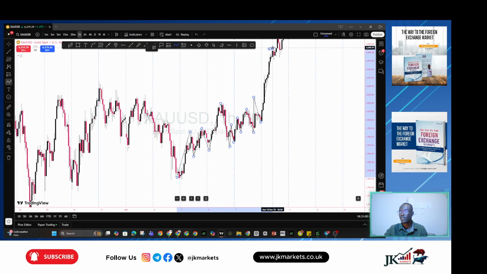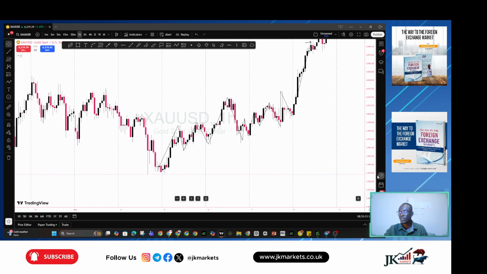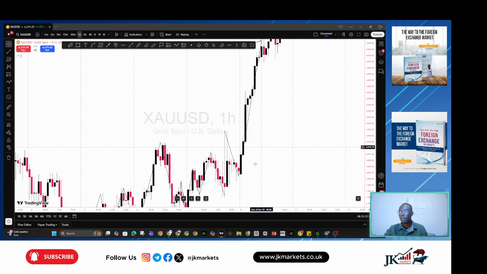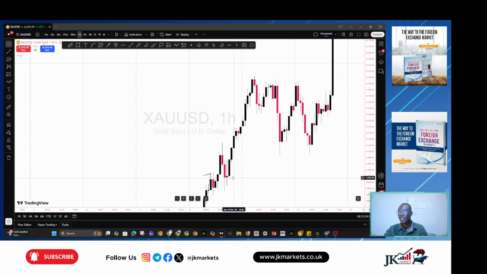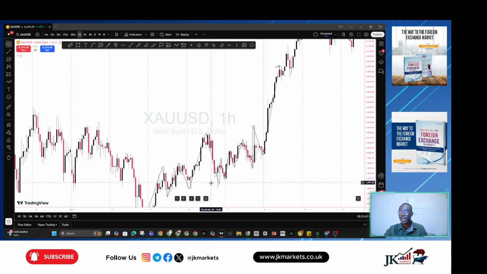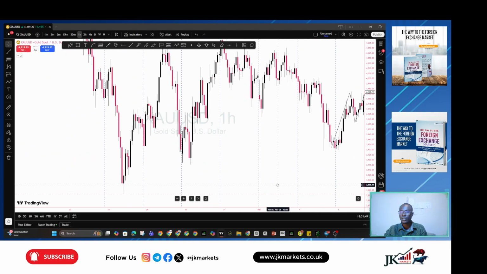You see that? Can you see that? Higher high, higher low, buy, higher high, higher low, buy. Then there is a small higher high here, higher low, buy, higher high, higher low, buy, higher high, higher low, then higher high, higher low, higher high. Do you understand? You only buy higher lows.